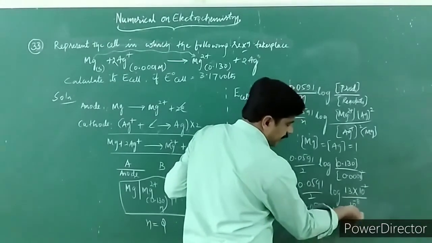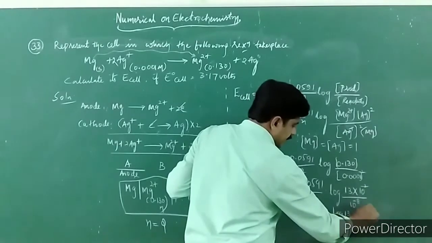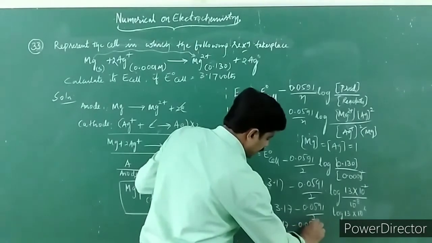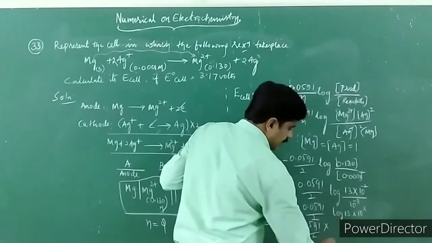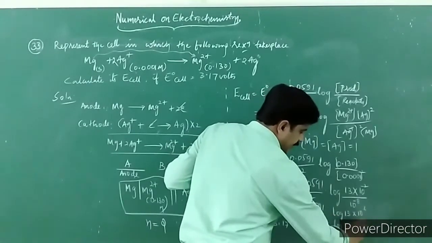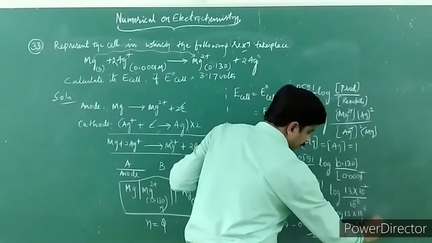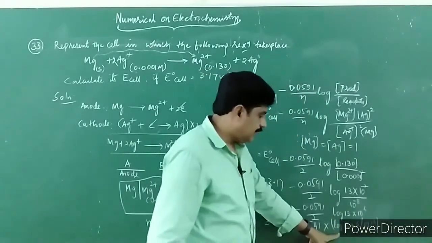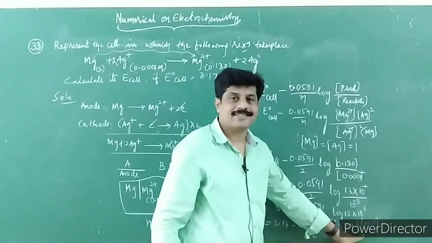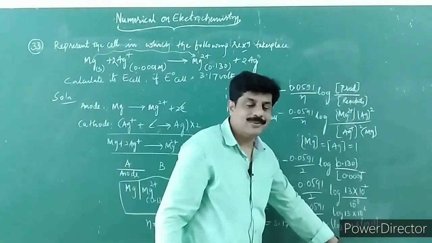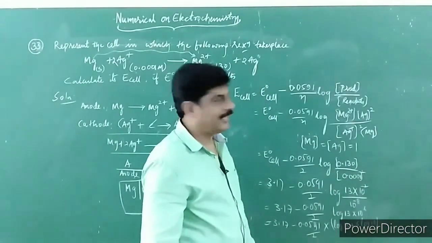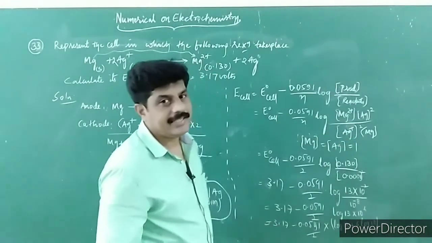Now 3.17 minus 0.0591 upon 2 log 13 into, if it goes in the numerator, 10 to the power of 6. So you can write 3.17 minus 0.0591 upon 2 into log 13, whose value you have to find out, plus 6 log 10. Children, in this case, log 13, you know the value, 1.1139, plus 6, is similar to the numerical which I solved earlier. Hope you can continue. Okay, so continue and find out the E cell value.